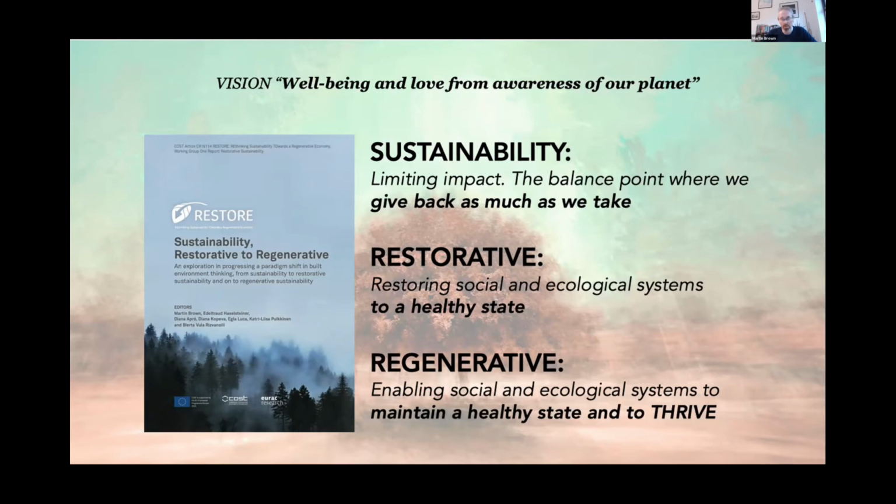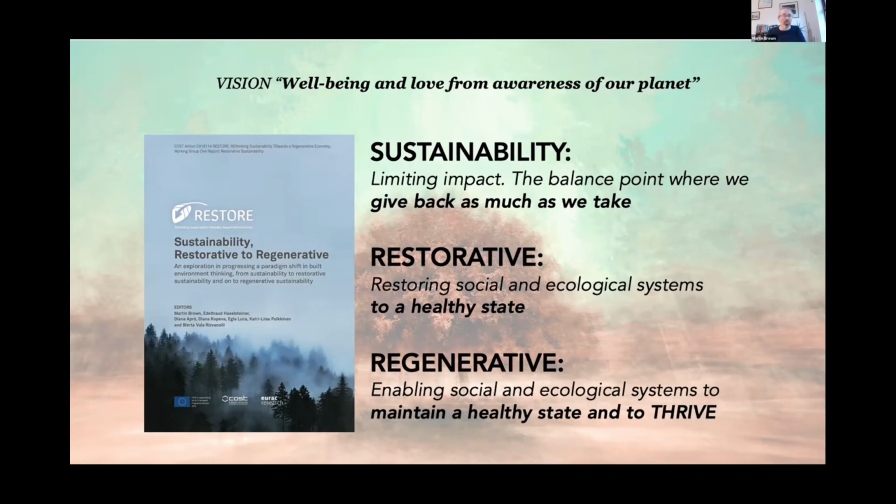We wanted to define some of the terms that we were using interchangeably at the time. We were using the words sustainability, restorative and regenerative to mean the same thing, so we needed to define what they were. You can see here these definitions, and I think this changed our thinking right through the Restore 4 years. So sustainability was limiting impact. It's a balance point where we give back as much as we take. And Jerry mentioned Patagonia earlier. We took an expression from Yvon Chouinard, the founder of Patagonia, who says that we should not be using the word sustainability until we're giving back more than we take. More than we take from the planet, more than we take from people, more than we take from the communities that we're working in.